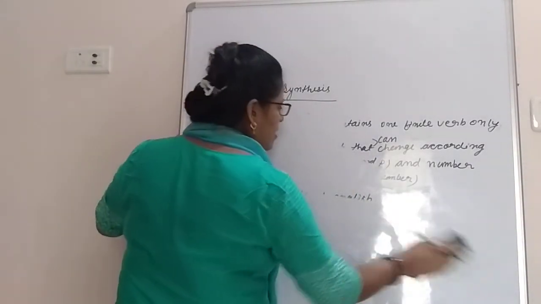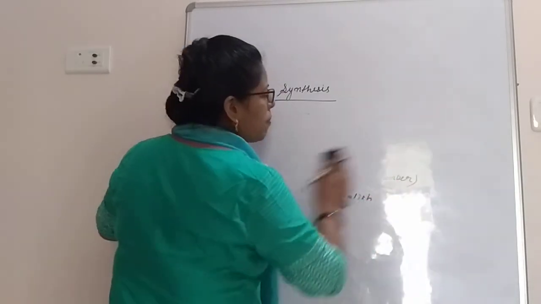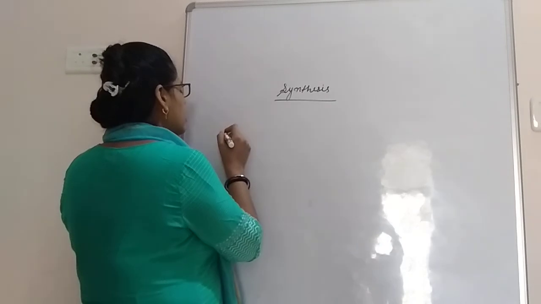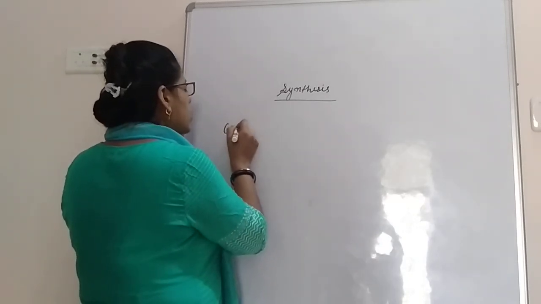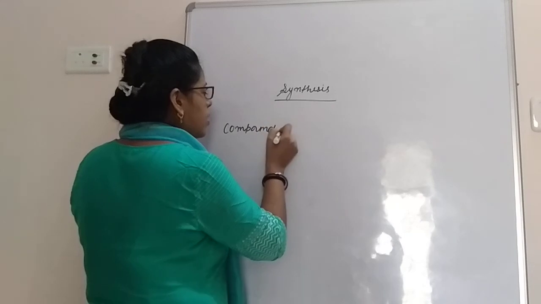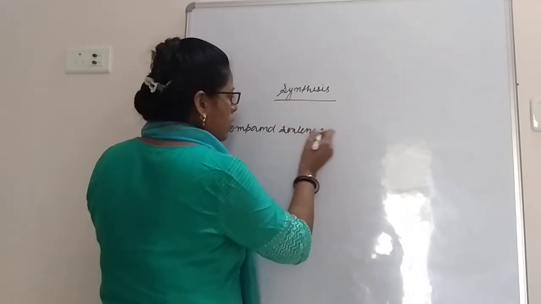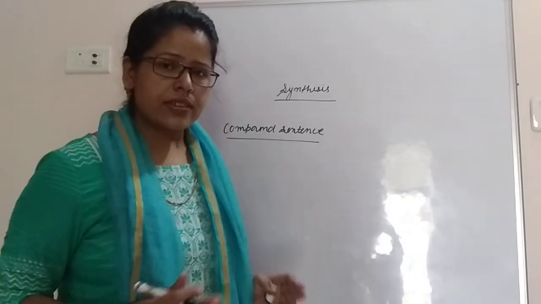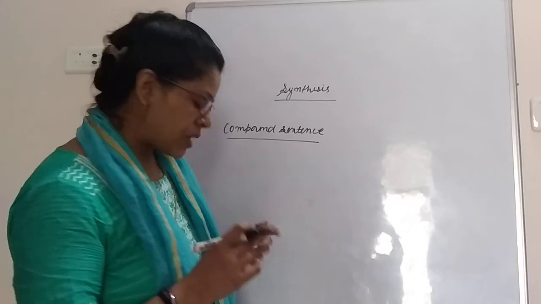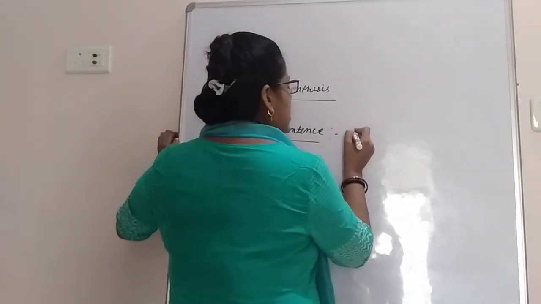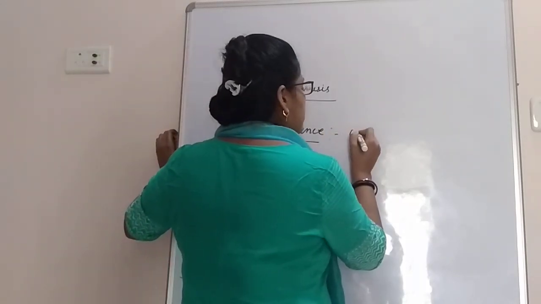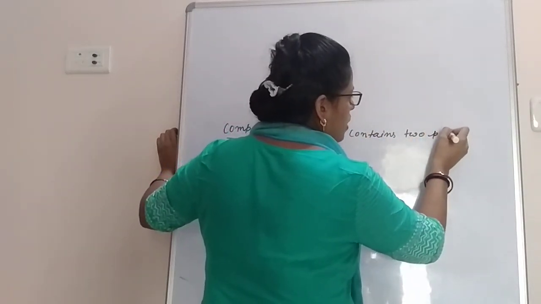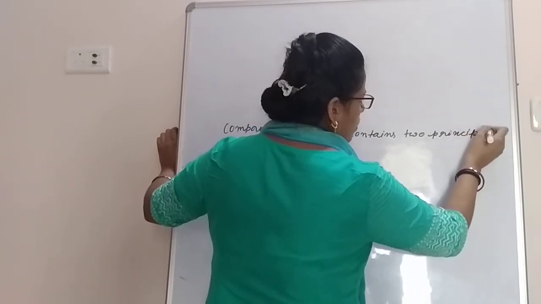Now come to the another type of sentence. Another type of sentence that we have to study is what? Compound sentence. So then we can say a sentence is in compound. So there is a small trick. So compound sentence always contains two principal clauses. So we can write here, compound sentence contains two principal clauses.